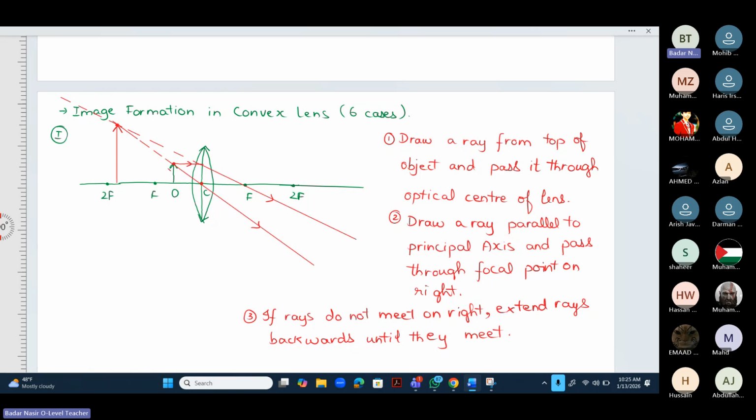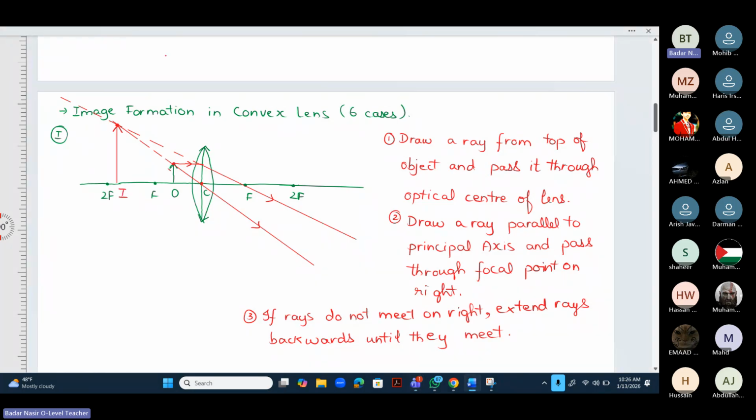ठीक है? तो बेटा whenever you have to draw any ray diagram, तो सबसे पहले ऑब्जेक्ट के टॉप से पास a ray through the optical center straight. यहाँ से मैंने बिल्कुल एक सीधी रे ड्रॉ की. Then draw another ray which is parallel to the axis, and after passing through the lens, pass it through the focal point F. If these two rays do not meet on the right side, extend these rays backward, और जहाँ पे ये backward meet करेंगी, that is going to be the image point. So this is your image.